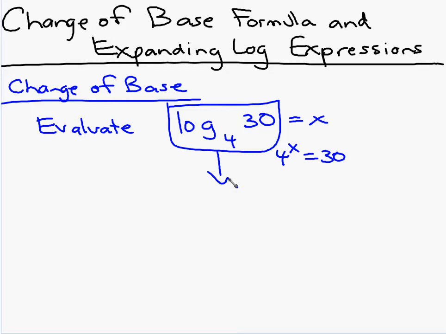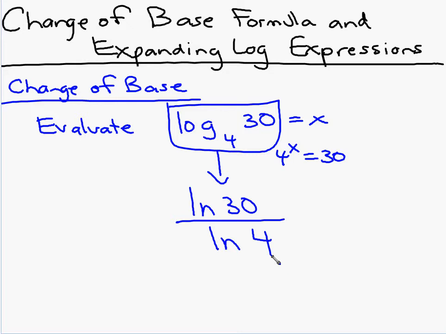All I have to do, and I can use either the common log or the natural log, let's say that I'm using natural log. I would write this as the natural log of 30 divided by the natural log of 4. And perform that calculation with a calculator, and it will give you the answer. Even the basic TI-30 calculators will do this.